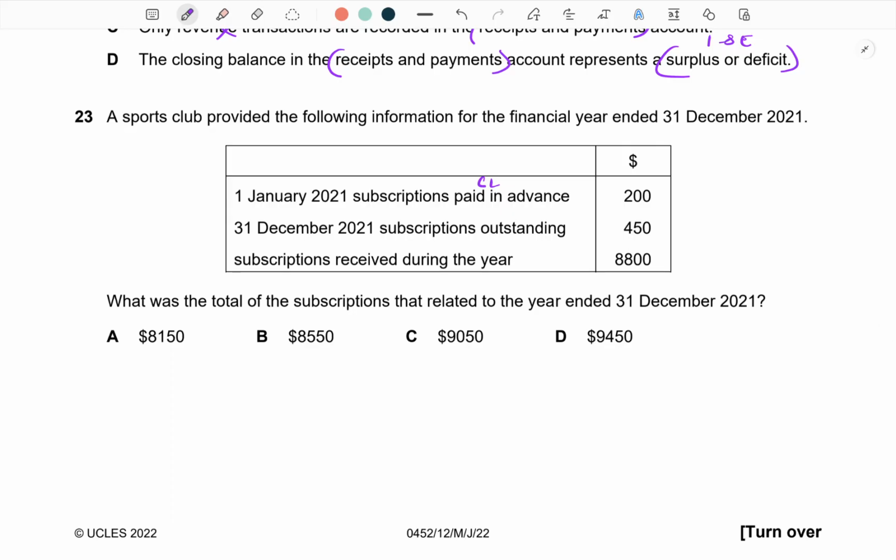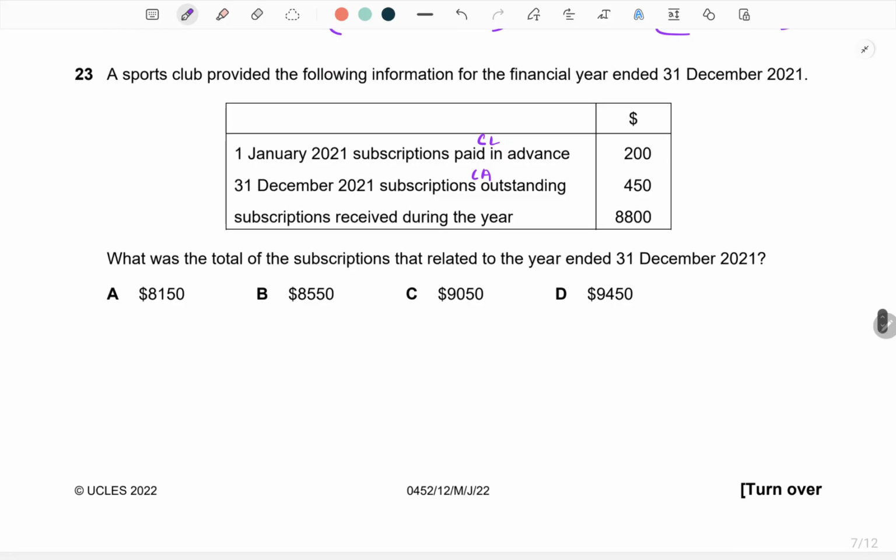Next, 31st December subscription outstanding. Outstanding subscription is your current asset. Understand first like that. And subscription received in the year, 8,800. So you open a subscription account. We put this one first as balance BD, and this one as balance CD. We start with balance BD because it's a current liability, and a current liability is a credit. So BD here is 200.